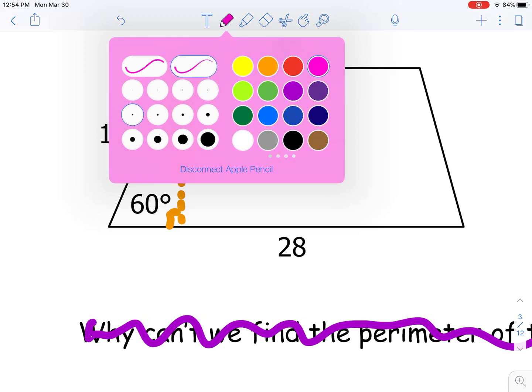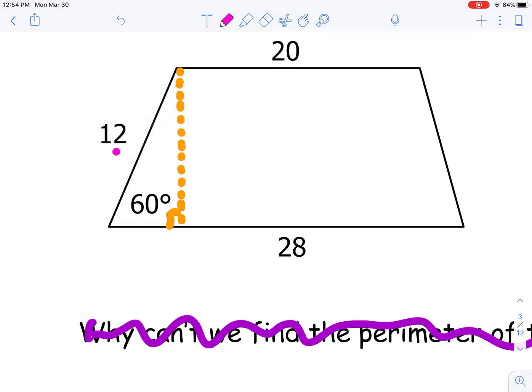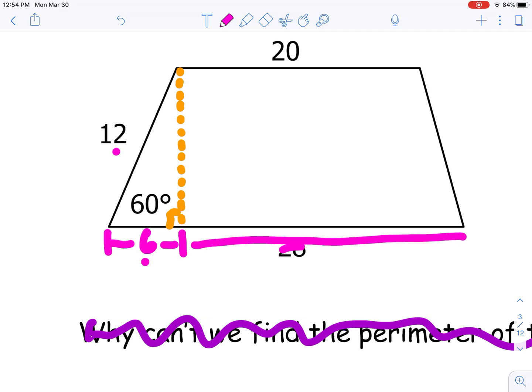Well, those are great because I can move from the hypotenuse to the short leg by dividing. And the factor of change in a 30, 60, 90 from hypotenuse to short leg is a factor of 2. That means this down here has to be 6 units. Well, if that's 6 units and the whole bottom is 28, that means that the rest of it is 22.